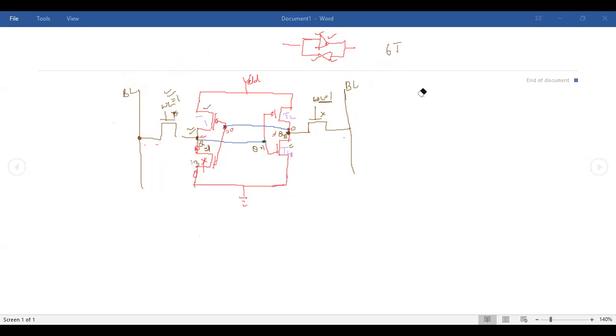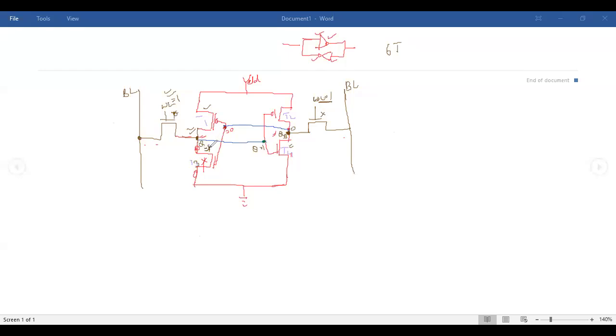Okay. For write operation, what does write operation mean? Write operation means that you have some data outside and you want to change the data inside. You want to write the memory.